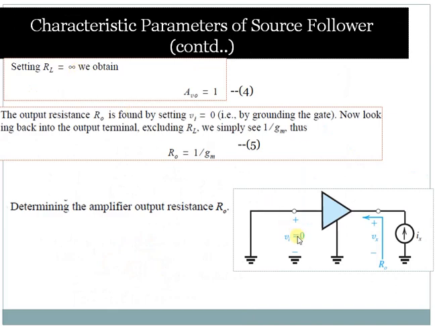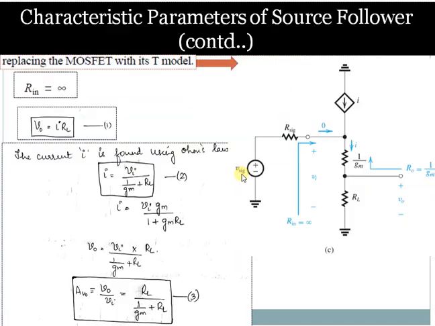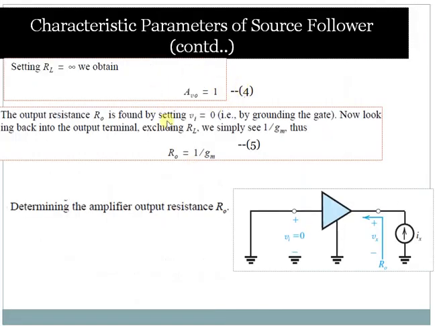If we want to find out the open circuit voltage gain, what we do is we set the RL value to be infinite. If we set the RL value to be infinite in equation number 3, then the value of our open circuit voltage gain will be equal to 1.